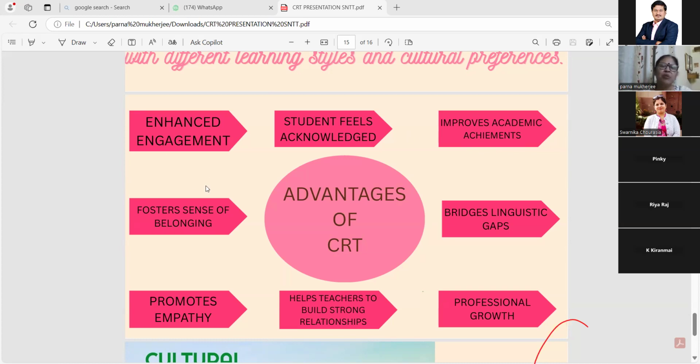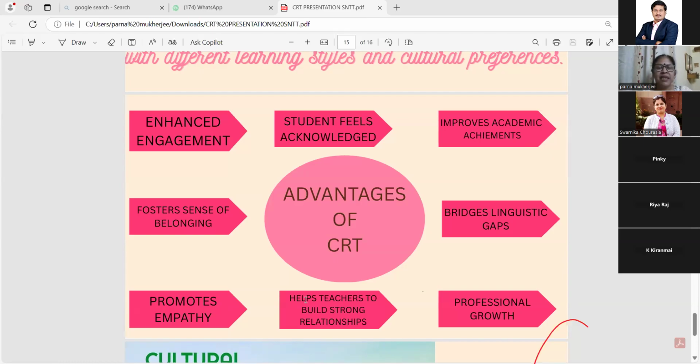Next, almost similar, fostering a sense of belonging. A student who has been shifted from one background to another is able to overcome his confusion and feels that yes, I also belong to this diverse group as well. It will help us bridge linguistic gaps. And when we work for someone, the other one also will start working for you. That means we are promoting empathy.